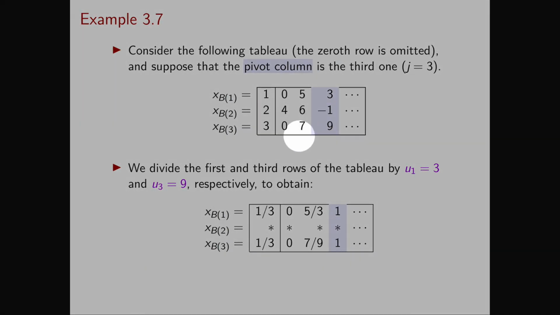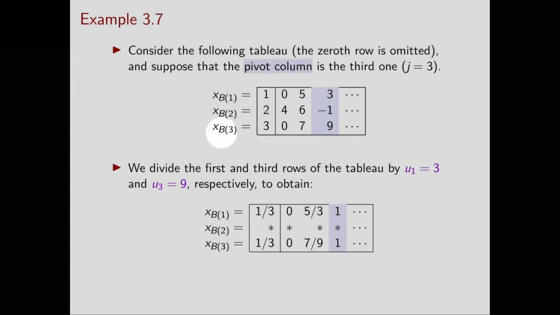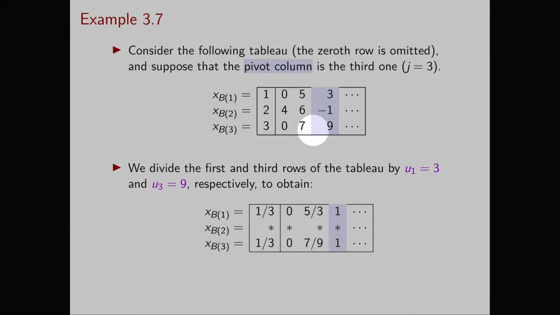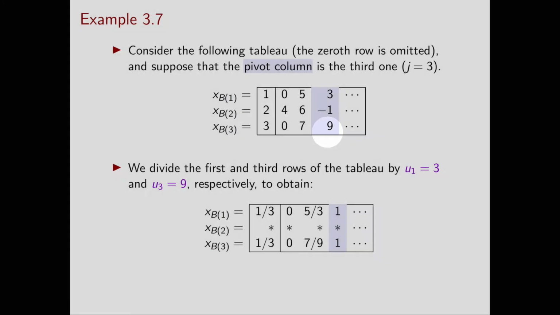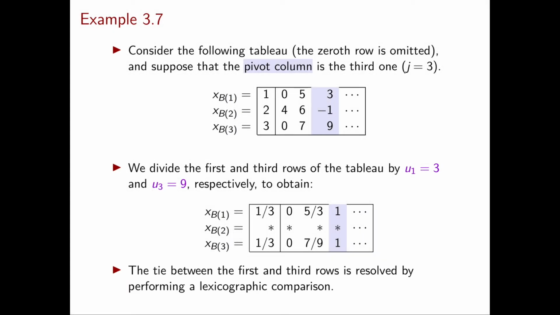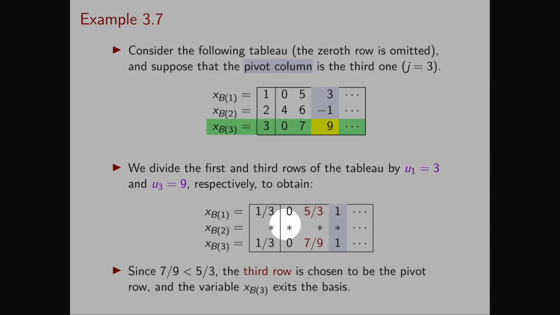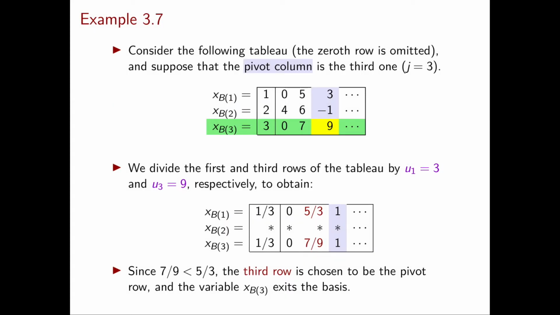The smallest is 7 divided by 9, therefore we pick the third basic variable to leave the basis, so the pivot row will be the third and the pivot element will be 9. Equivalently, you could have followed word by word our pivoting rule, and you could have immediately divided the full first row by 3 and the full third row by 9. And then the tie between the first and third row is resolved by performing a lexicographic comparison of these two row vectors. The two vectors coincide in the two entries but differ in the third, and since 7 divided by 9 is the smallest, then the third basic variable exits the basis.